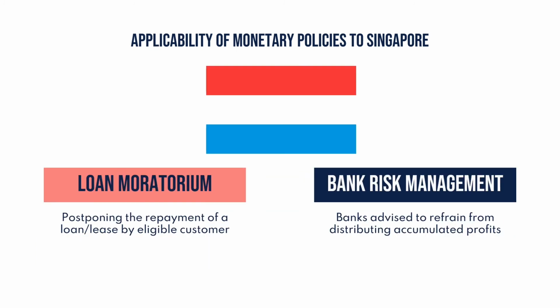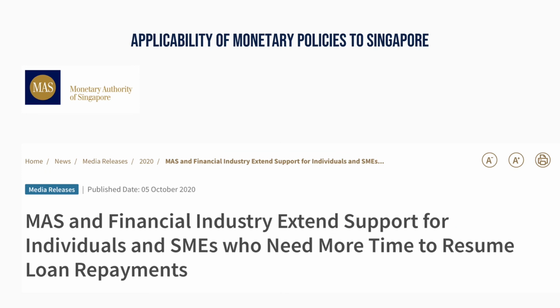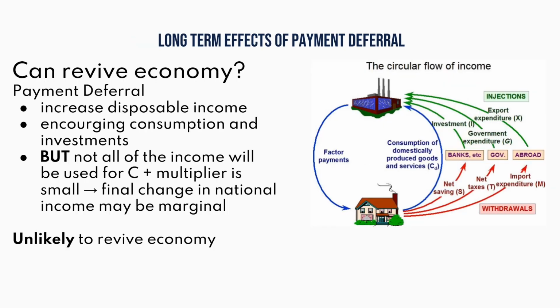In Luxembourg, a loan moratorium was imposed and banks were advised to refrain from distributing accumulated profits. These policies are applicable to Singapore. In fact, the Monetary Authority of Singapore had a loan moratorium for small businesses and individuals. A loan moratorium can have the following effects. It increases disposable income, which encourages investment and consumption.